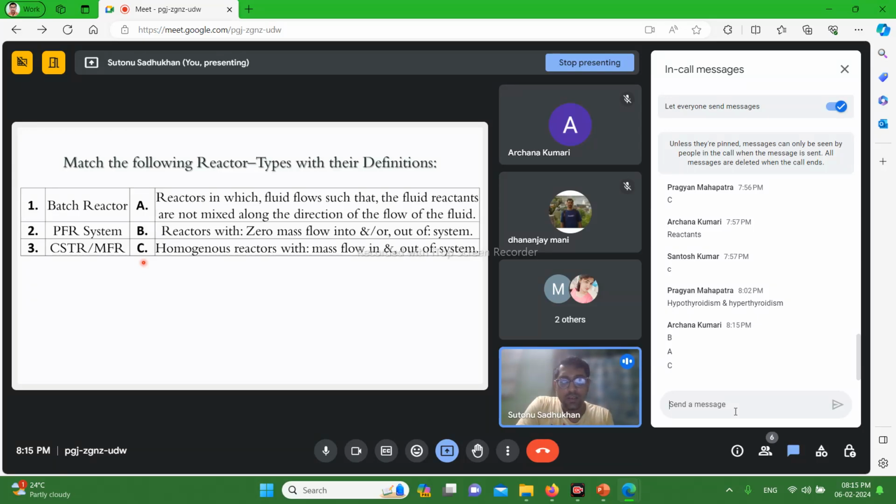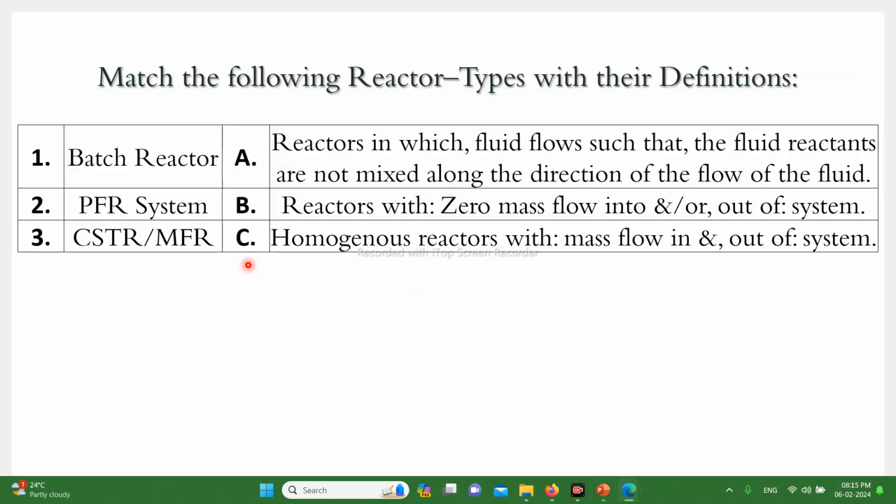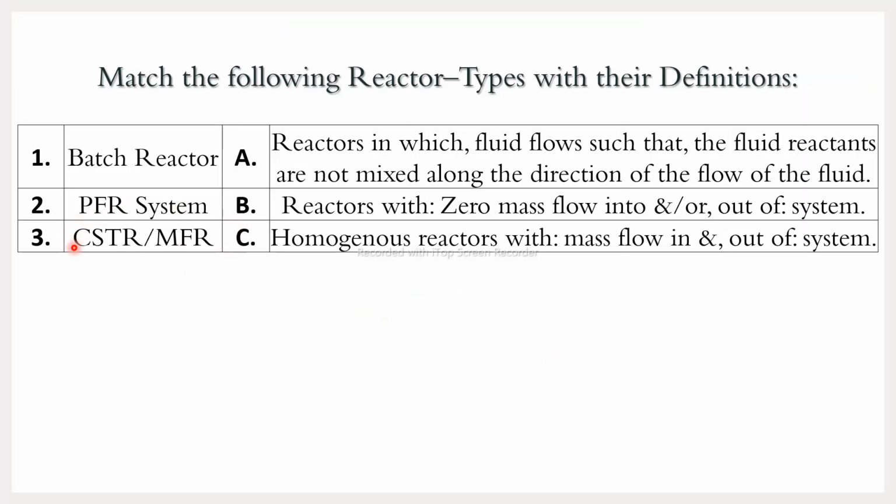Archana is saying BAC. C is CSTR or MFR. Both basically mean the same. CSTR means continuous stirred tank reactor. MFR means mixed flow reactor. The stirring causes the mixing, so it means the same. Sometimes it is also called CMFR, continuous mixed flow reactor. All their meanings are the same. The plug flow reactor is a different thing. The batch reactor is a different thing.